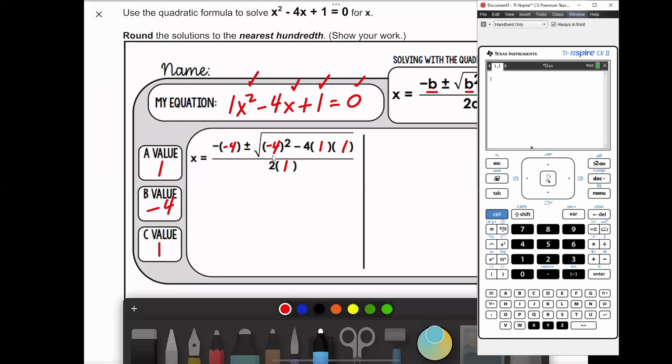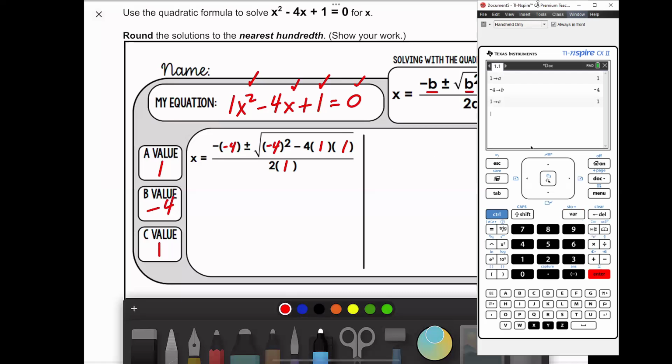So I'm going to store numbers. I'm going to store 1 into A, -4 into B, and 1 into C. We always start with the number, control variable, and then the letter that you want to store it into. So I'm storing that into A, done. -4, store that into B, done. 1, store that into C, done.